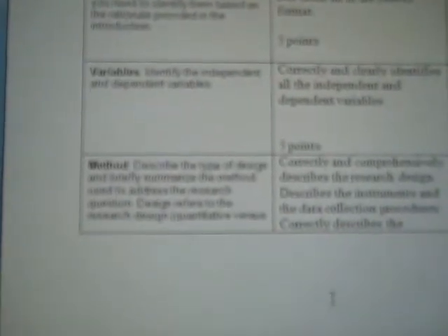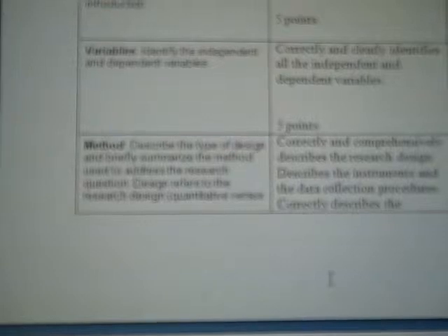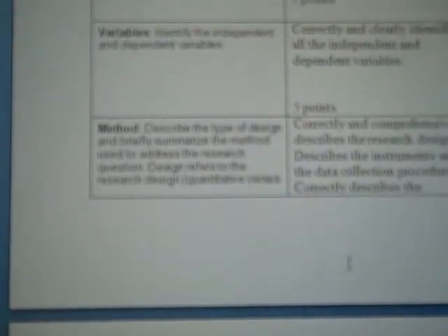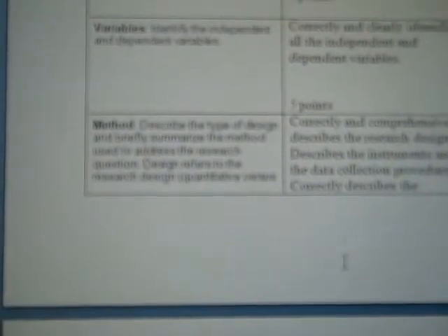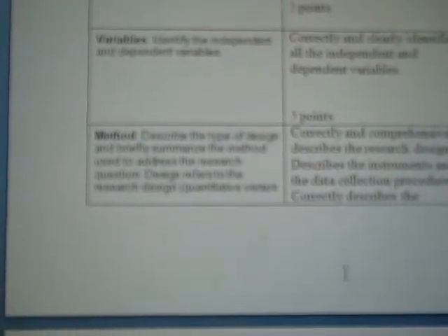Next, I want you to talk about the method. I'm going to scroll up here so we can see that clearly. I want you to describe the type of design and briefly summarize the method used to address the research question. What I mean by method is, is it qualitative or is it quantitative? Is it experimental or non-experimental? I also want you to touch on things like the sampling strategy and the data collection and analysis techniques.